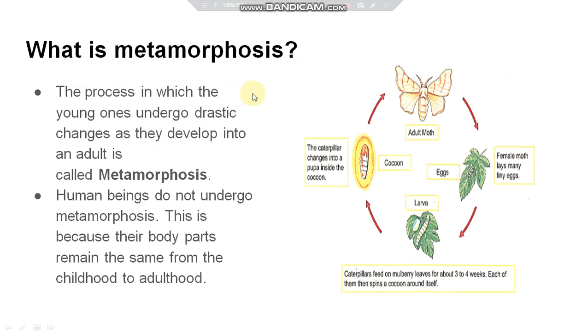So, what is metamorphosis? The process in which young ones undergo drastic changes as they develop into an adult is called metamorphosis. Human beings do not undergo metamorphosis. This is because their body parts remain the same from childhood to adulthood.